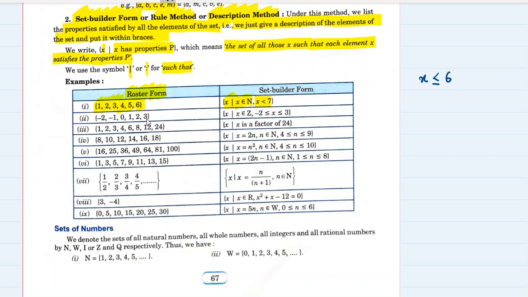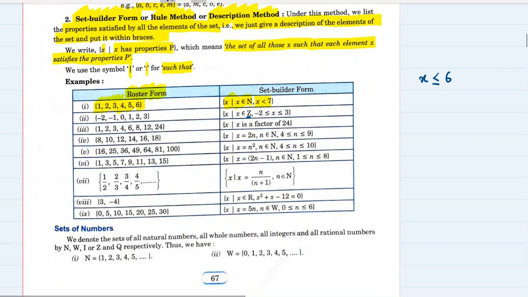Then -2 to 3. Now here it is not natural number, it is Z. Z means integer. Z is the symbol of integers. X such that x belongs to Z, set of integers, and x is greater than or equal to -2 and smaller than or equal to 3. Right? This is a set of all integers such that x is greater than or equal to -2 and smaller than or equal to 3.